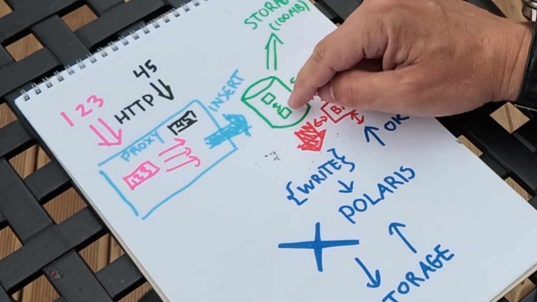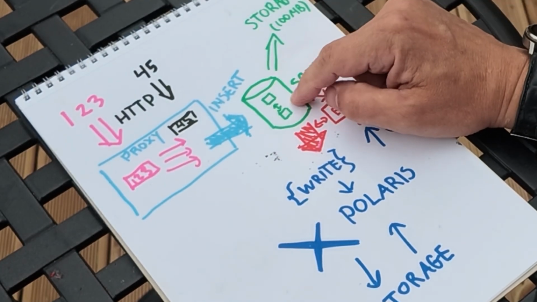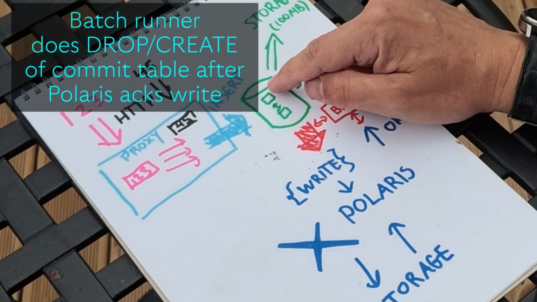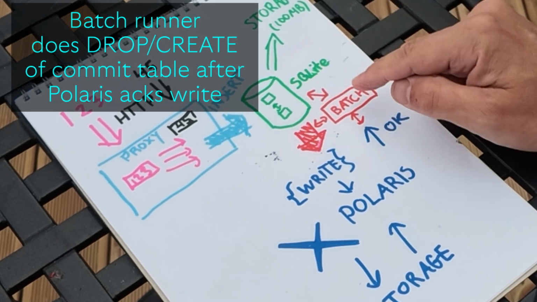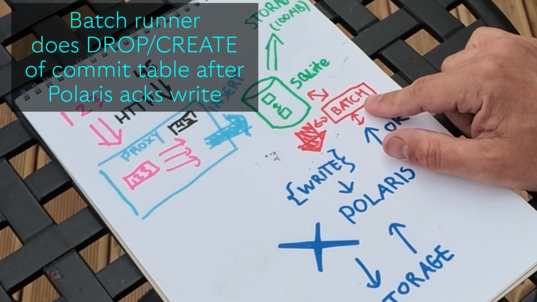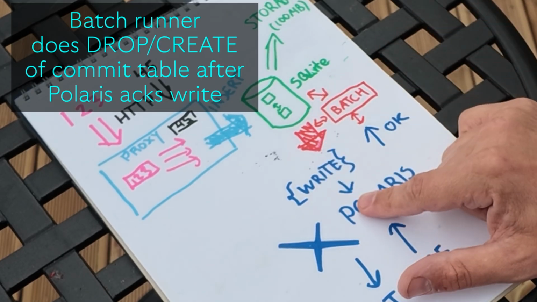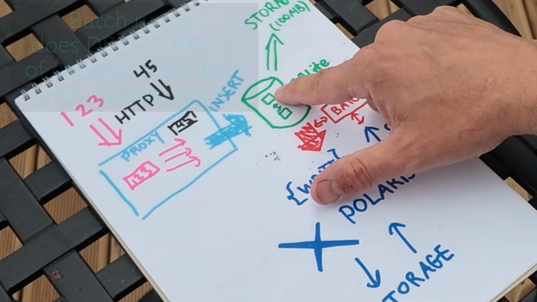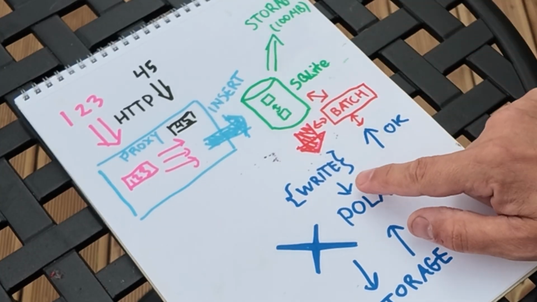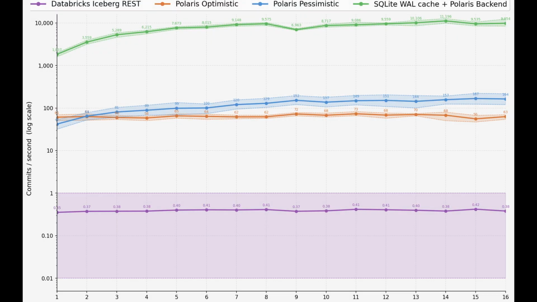We flip and flop back and forth between 2 tables here, and the reason we do that is that it saves us from deleting the data in the table by the batch runner, which we're coming into here. The batch runner is a simple background process. It just sits here, writes to Polaris whenever it can, taking the current buffer and aggregating it into a single write. Here are the SQLite numbers.